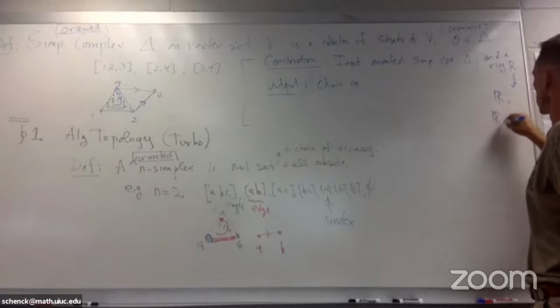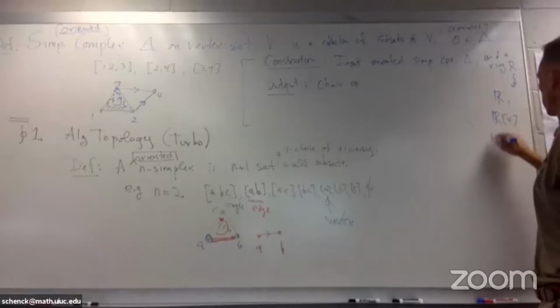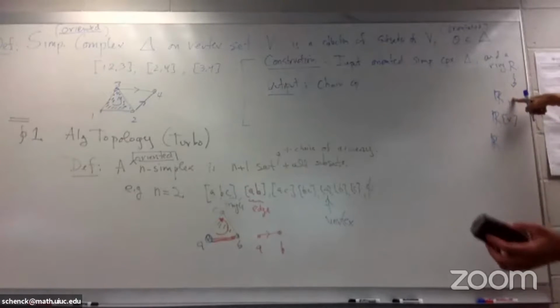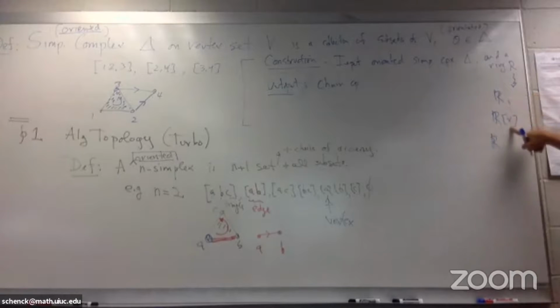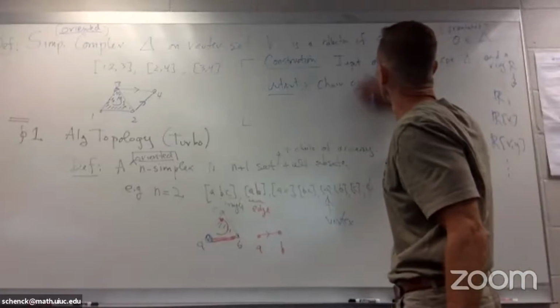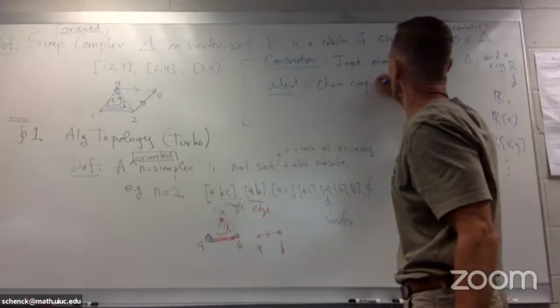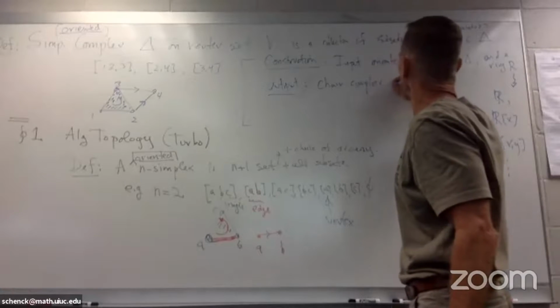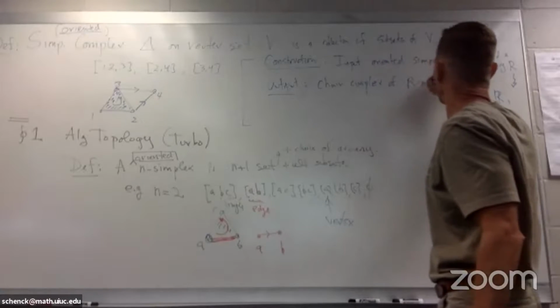The ones that we're going to work with really are going to be some field, a polynomial ring in one variable over a field, or a polynomial ring in two variables over a field. And you could keep on going. But these are the three that will be of interest to us today. So the output will be a chain complex of R modules.